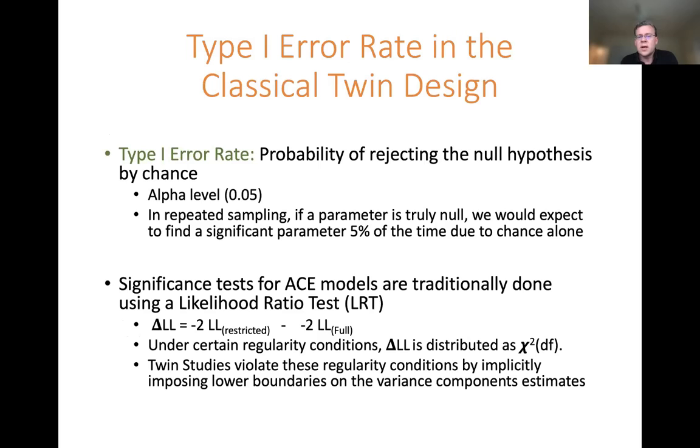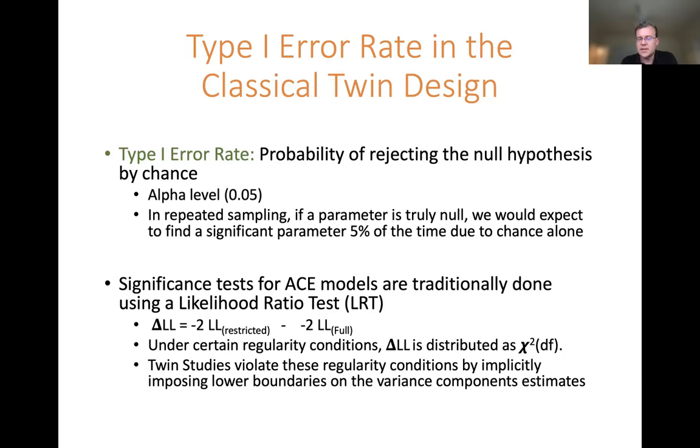So this all comes down to the type 1 error rate, which is the probability of rejecting the null hypothesis by chance alone. So if we set our alpha level at 0.05, in repeated sampling, we would expect 5% of the time that we get a parameter that's significant just due to chance alone, without any kind of nefarious behavior or p-hacking.